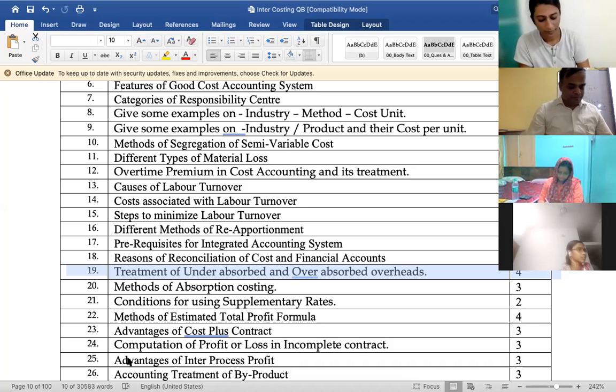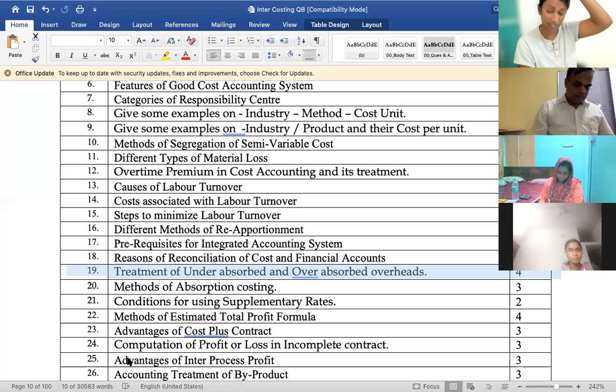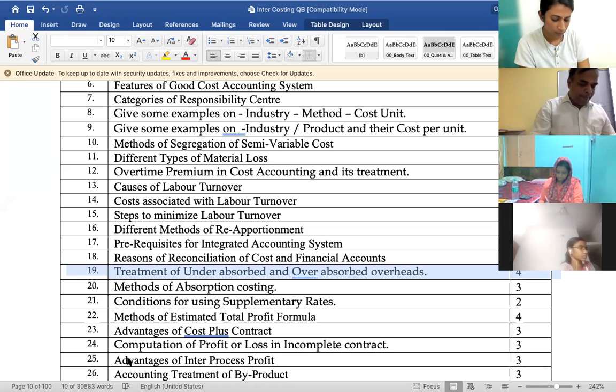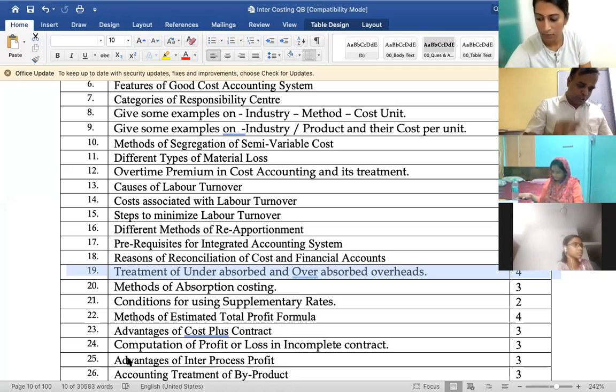Difference in absorption, what did we do? Apportion among what? Closing stock of finished goods, closing stock of WIP and number of units sold. Put a star mark. Based on that past exam question, kindly try page number 183, question number 25.